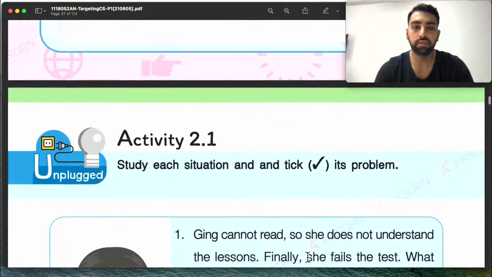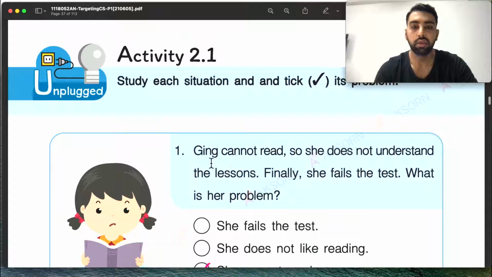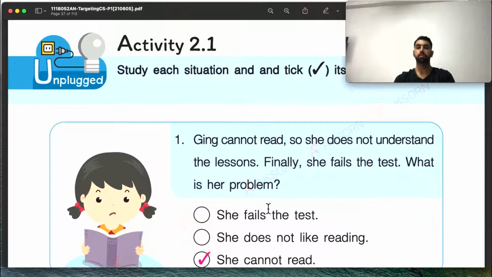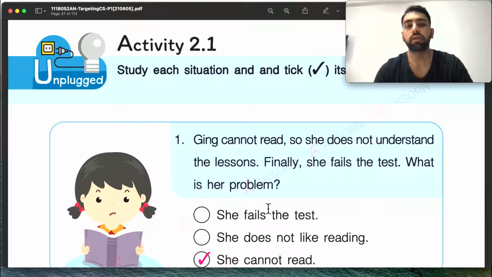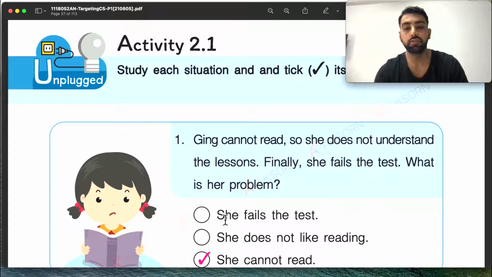Now you have activity 2.1. In this one you have to see that Ging cannot read, so she does not understand the lesson. Finally, she fails the test. What is the problem with this girl? Her name is Ging. She has a problem of reading. She cannot read. Number 1, she fails the test, so this is not the problem. She doesn't like reading, that is not the problem. She cannot read, so this is the problem with her.